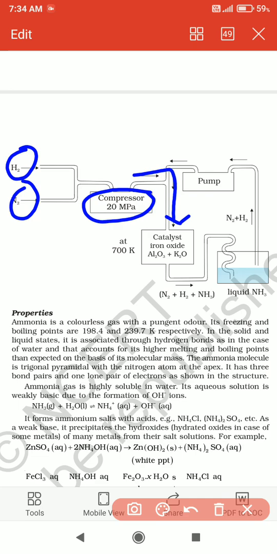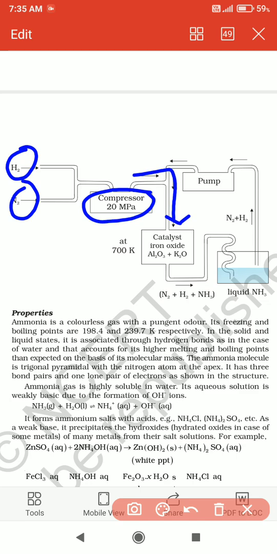So what are the catalysts we are using in this method? Iron oxide Fe2O3 is acting as one of the catalysts, and along with K2O potassium oxide and aluminum oxide. Potassium oxide and aluminum oxide are also acting as catalysts. A small quantity of K2O and Al2O3 we are adding in this process, and it will speed up the attainment of equilibrium. These two components we are adding.